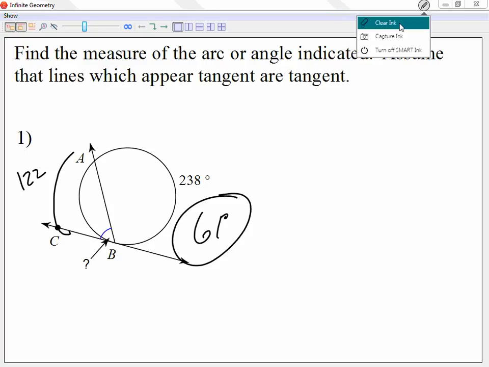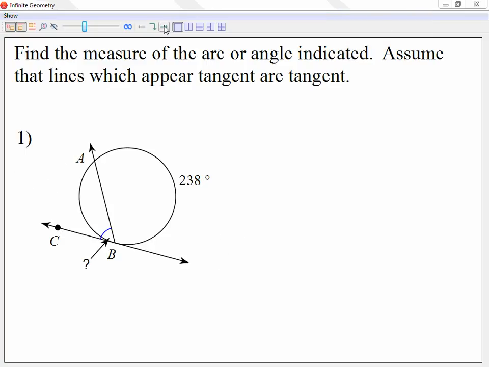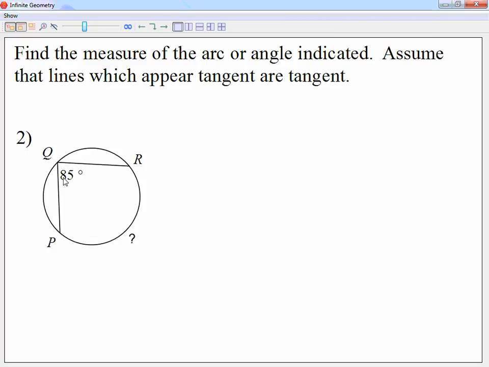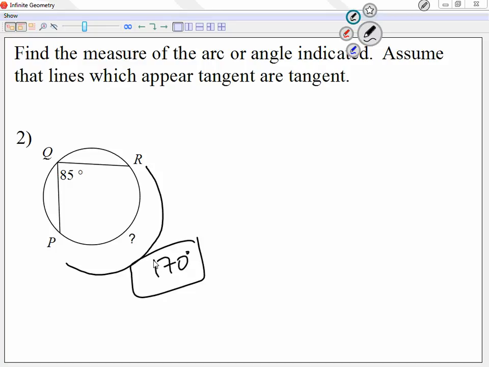All right, let's take a look at question number 2. The angle is 85. So how big is the arc that it creates? 170. So if I give you the arc, for you to find the angle, obviously divide it by 2. Like in this case, if you are given the angle, for you to find the arc, multiply it by 2. So remember, the angle is half of the arc that it creates.